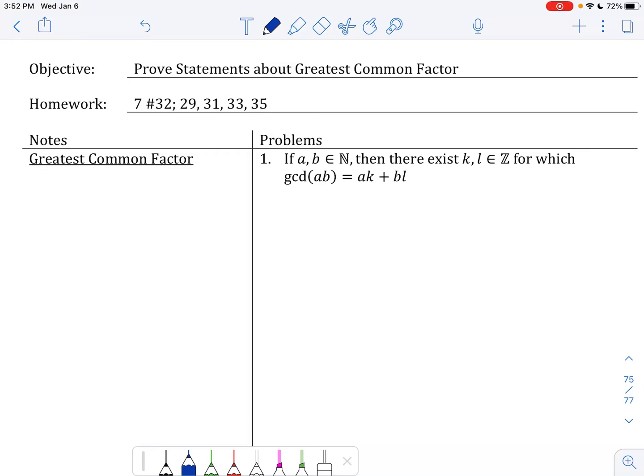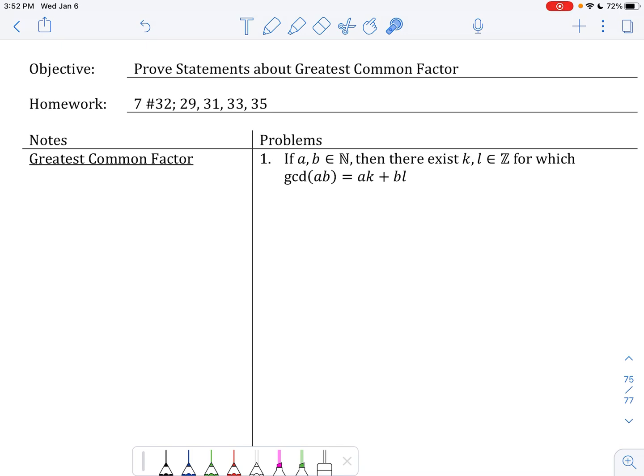All right, so we are going to talk about our last type of statements that we're going to be proving in this week, and that is greatest common factor. So this is also the last assignment that will be due in semester 1. So again, a reminder, get your stuff in, not just my class, but every class.